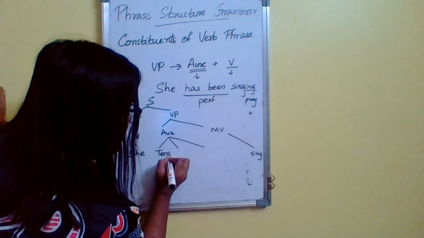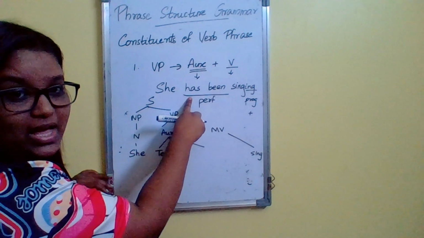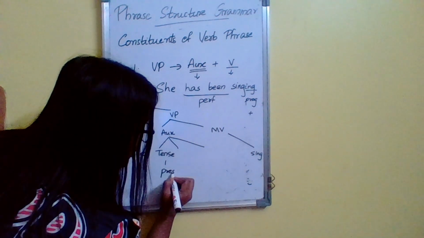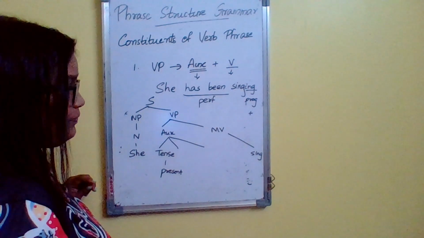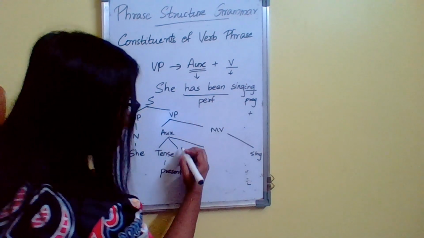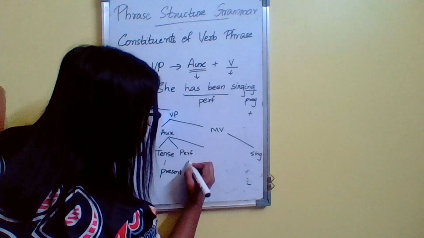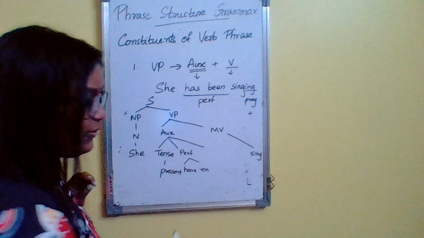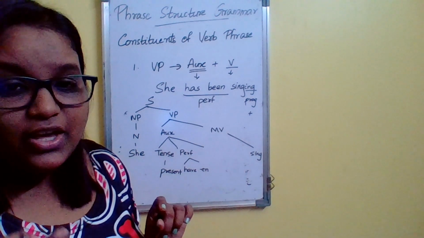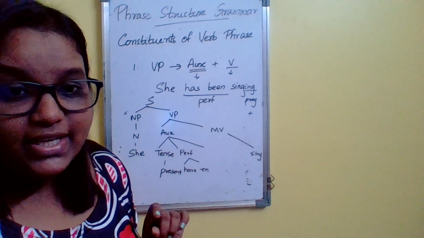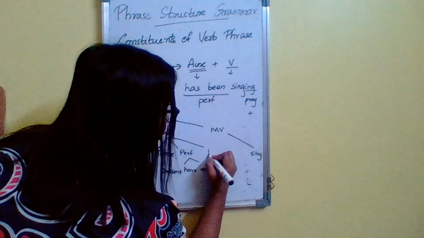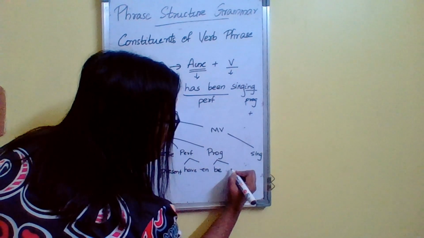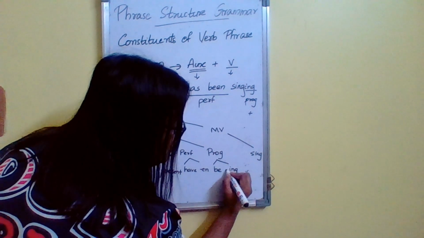Tense. What's the tense? Has. Here we can say that it is present tense. Then we have to say perfective. Perfective is always have and en. I told you already, whenever you see perfective, you have to write have and en. And then the third element is progressive. Progressive, you have to write be and ing.